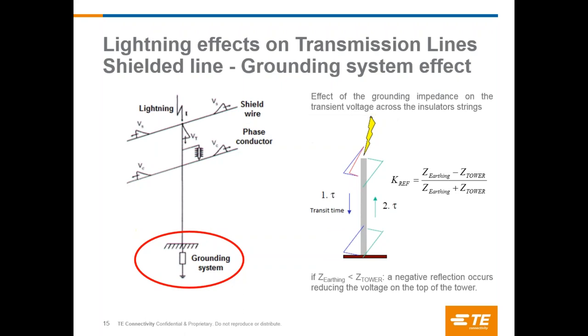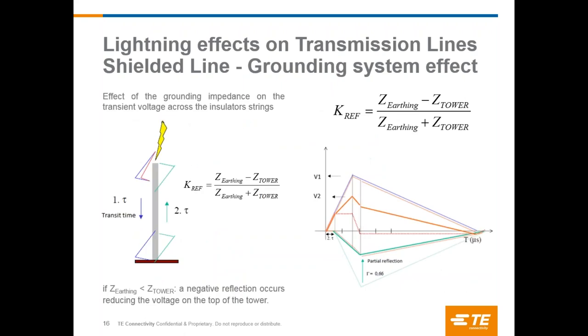If the ground impedance is lower than the tower impedance, a negative reflection occurs, generating a negative reflected wave that will travel from the ground to the top of the tower, reducing the voltage at the top of the tower at T2, considered as twice the transit time. In the opposite way, if the ground impedance is higher than the tower impedance, a positive reflection occurs, generating a positive reflected wave that will travel from the ground to the top of the tower, increasing the voltage at the top of the tower at the same time, T2.